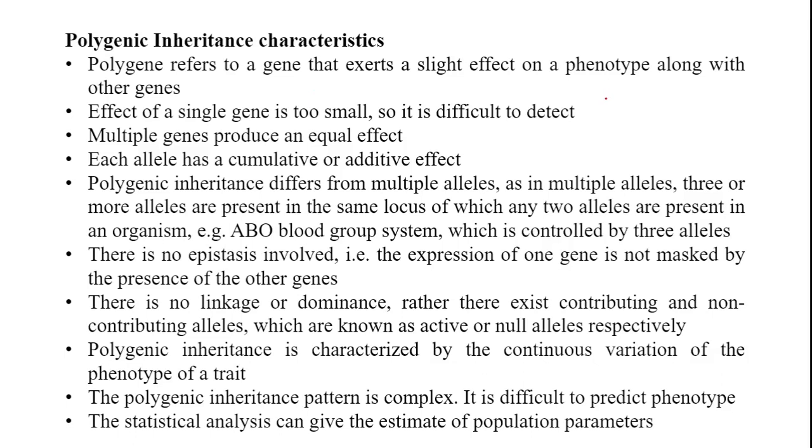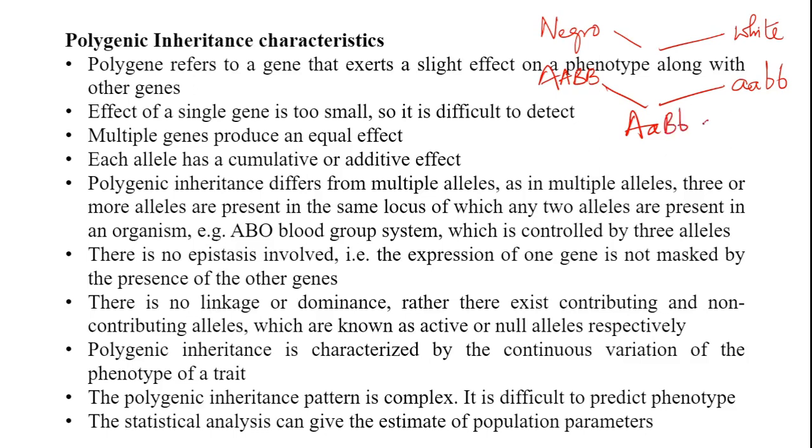For example, skin color in human beings is a classical example of polygenic inheritance. In that, the person with extreme melanin content is called negro, and the one without melanin is called white. In between, many other phenotypic traits are there. Assume the negro genotype is capital A, capital A, capital B, capital B, and the white genotype is small a, small a, small b, small b. If they cross, they produce an intermediate phenotype called mulatto.